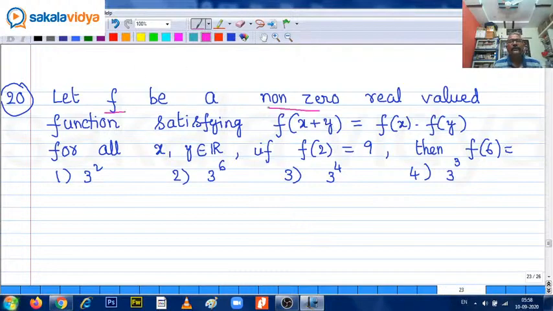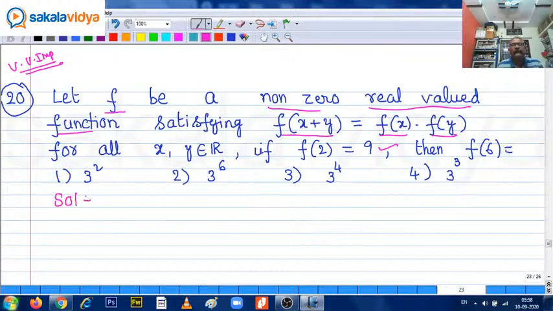Let f be a non-zero real valued function satisfying f of x plus y is equal to f of x into f of y. Then f of 2 is equal to 9. We need to find out f of 6. So this is also a very important problem. VVIP. Right.